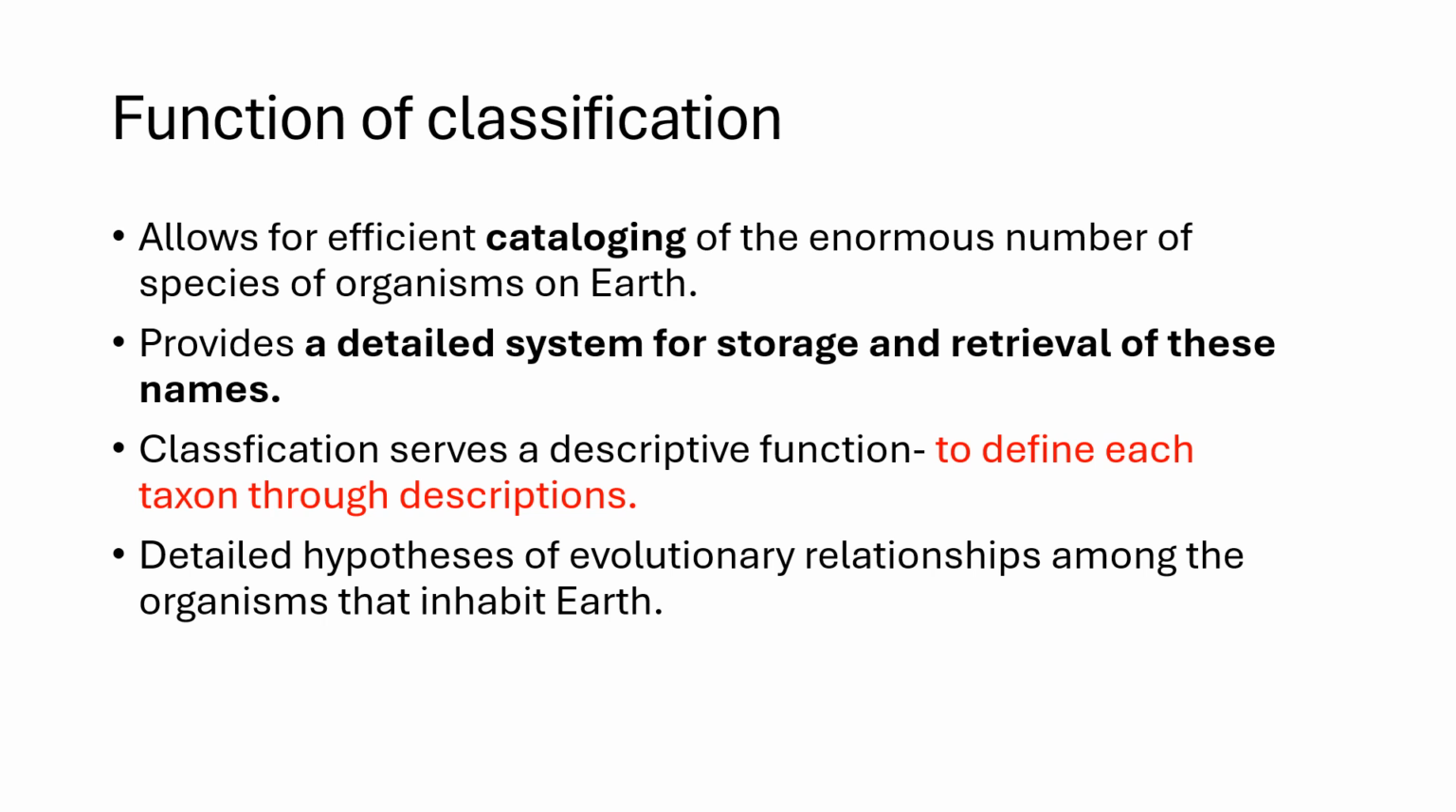Classification serves a descriptive function to define each taxon through descriptions. We'll talk about taxon and categories and then come to this point. It also creates detailed hypotheses for evolutionary relationships among the organisms that inhabit Earth. Once we have created the groups of organisms, we can see how these organisms are related to each other or different from each other, and then we can create subcategories or even broader categories under which we can club them, and try to understand which organism was derived from which other group.